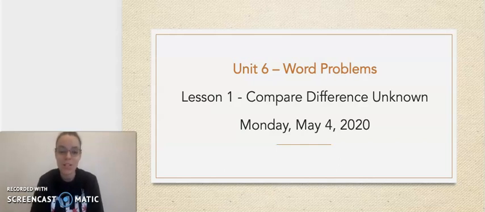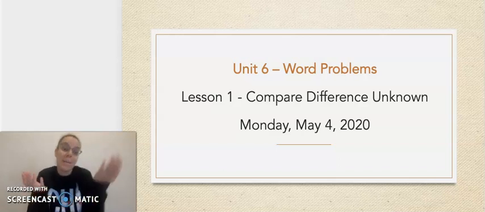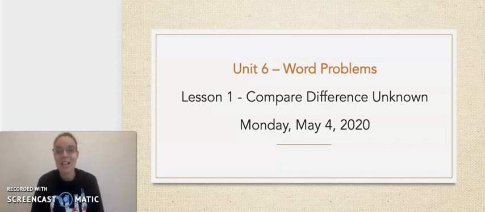The beginning of this unit focuses on word problems. For these word problems, we're going to start with a compare, difference unknown problem. For compare problems, we usually are thinking about two different people and who has how many. So we might hear a problem like, Bentley has 5 toys, Bobby has 10 toys. How many more toys does Bobby have than Bentley? We're going to need to compare those two numbers. Today I'm going to show you a strategy that I use to help me figure out how to solve these problems. Okay, let's get started.